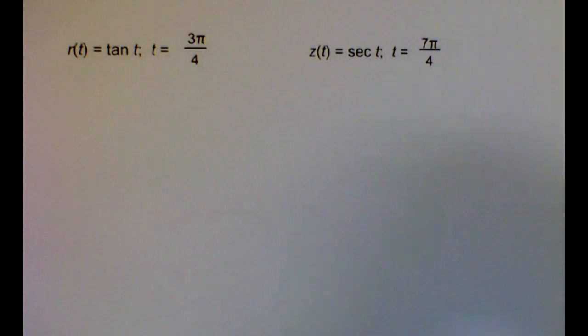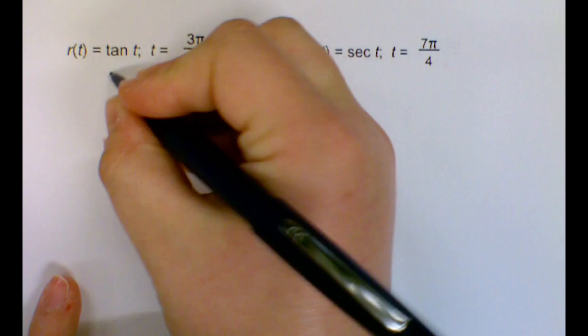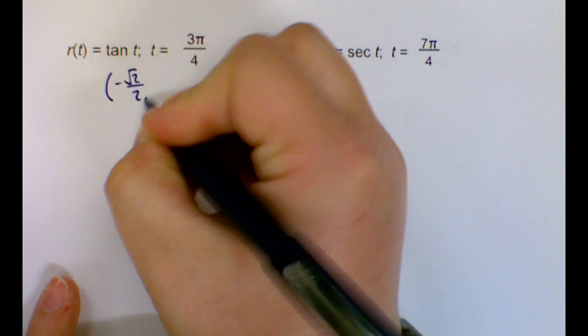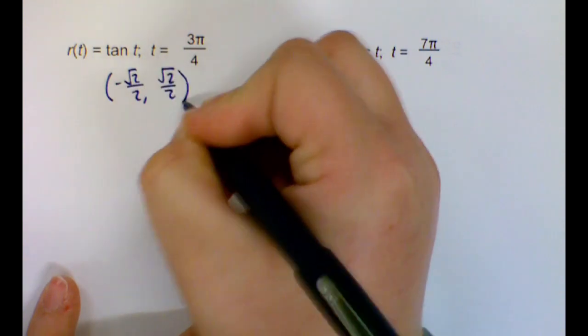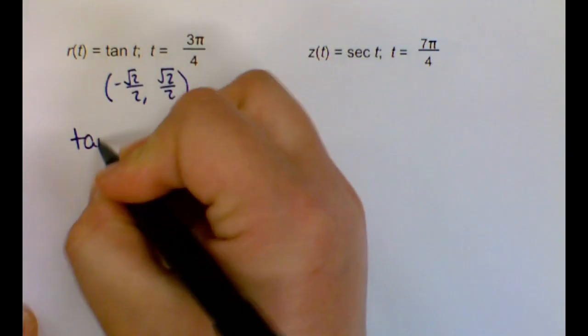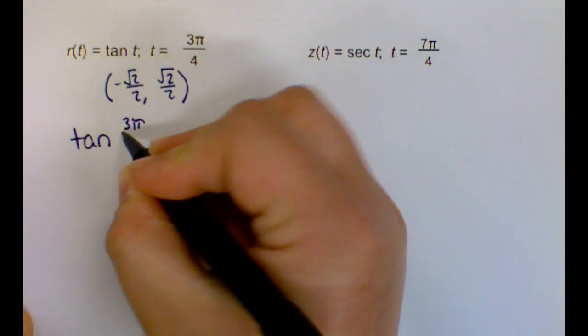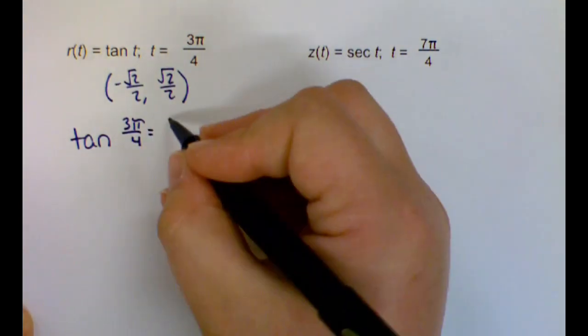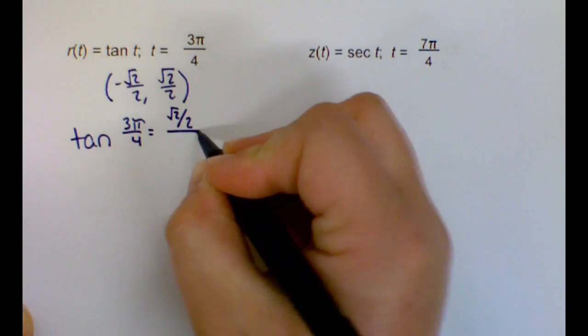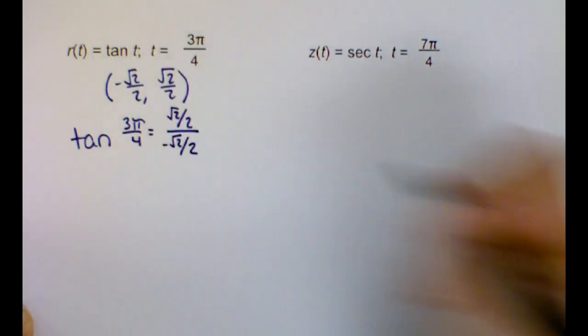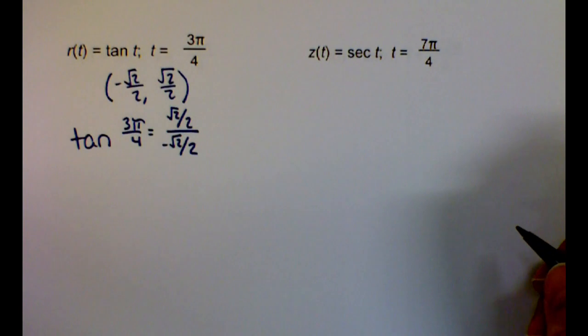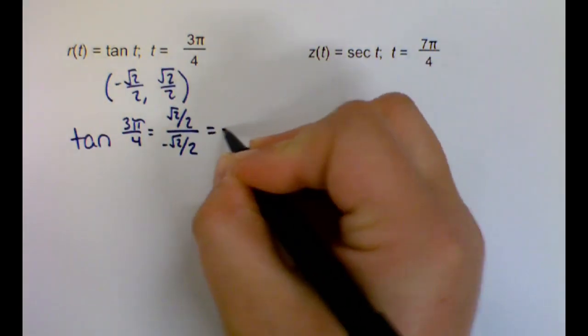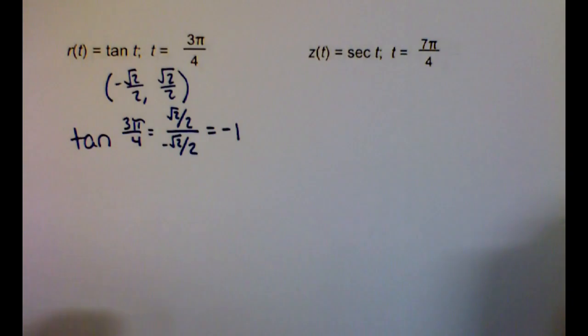So we'll try that again. The tangent of angle t if t is 3 pi over 4. Well, the coordinates at 3 pi over 4 are negative square root 2 over 2, positive square root 2 over 2. Tangent is y over x. So the tangent of 3 pi over 4 is square root 2 over 2 over negative square root 2 over 2. Tangent gets a little wonky, but notice we're dividing something by itself, and there's a negative. So our answer is negative 1.